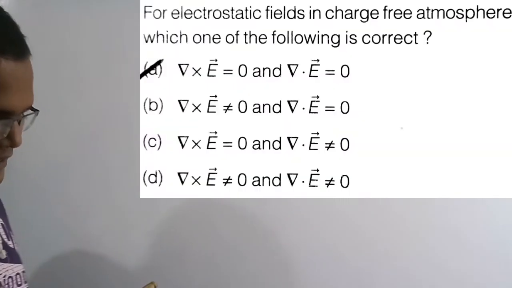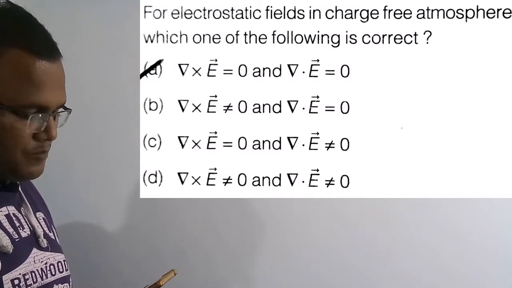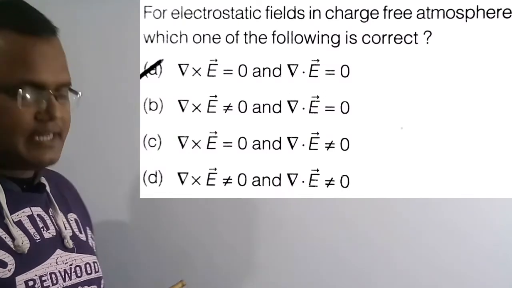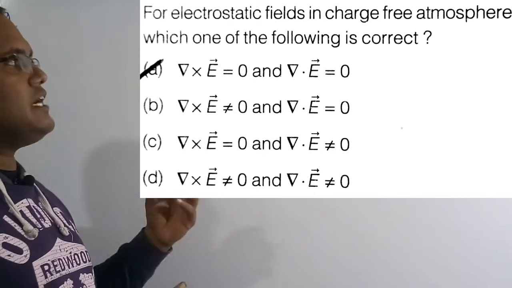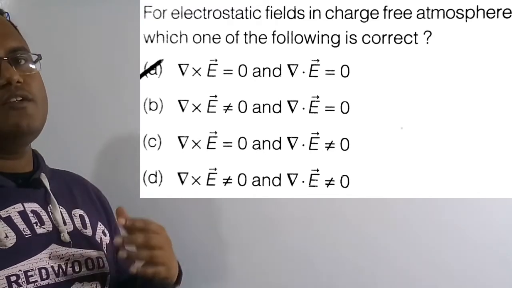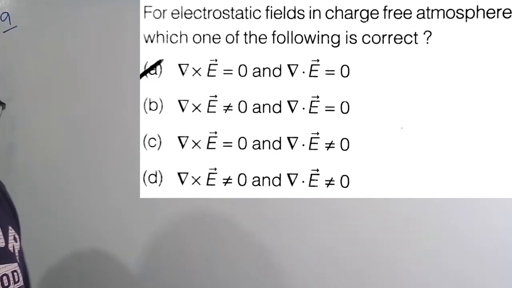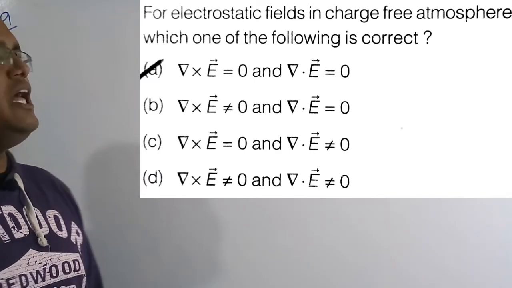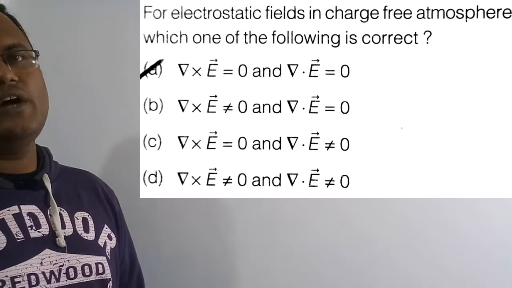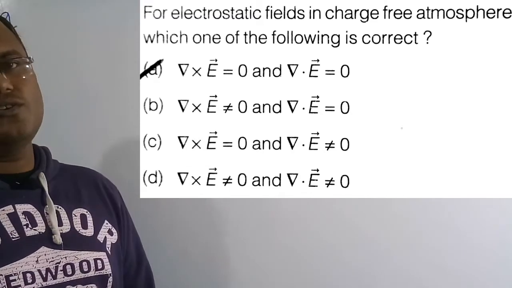Now we are going to solve the 9th question. See the question here: for electrostatic fields in a charge-free atmosphere, which one of the following is a correct statement? Out of these four options, option A is the correct answer: the curl of the electric field is equal to 0 and the divergence of the electric field is equal to 0.